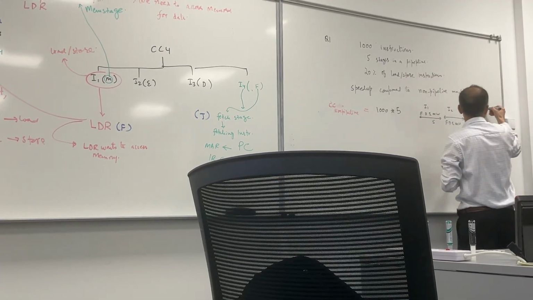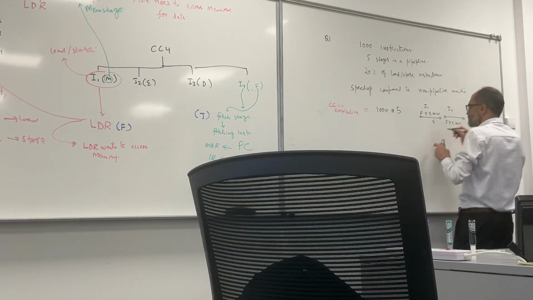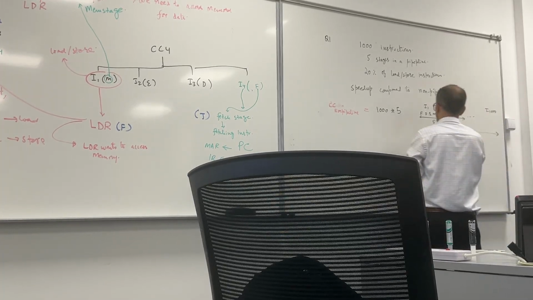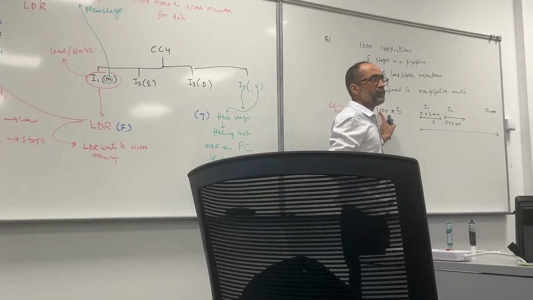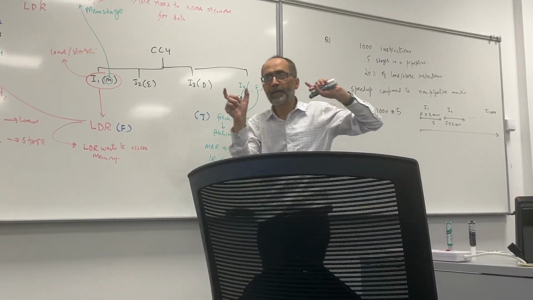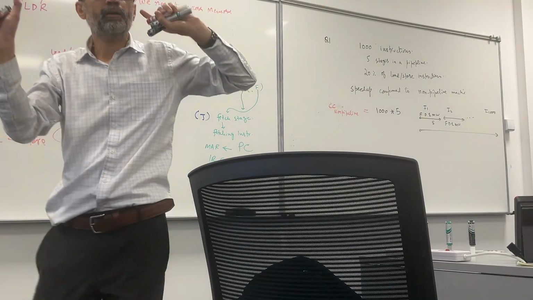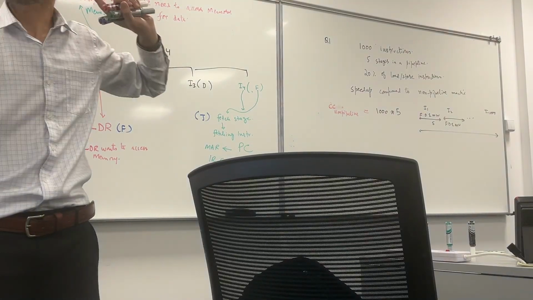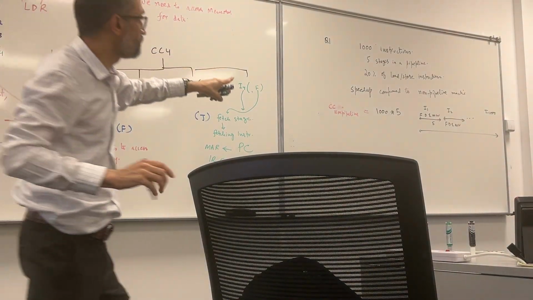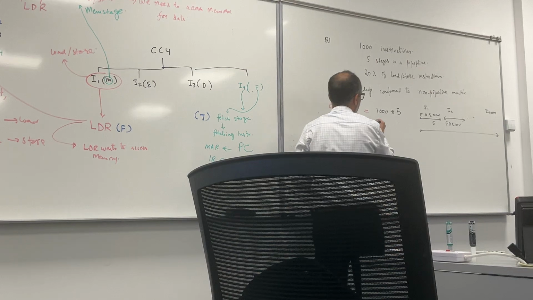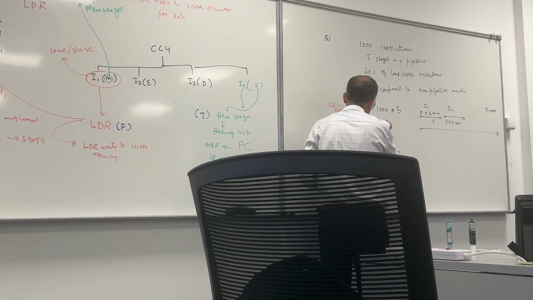So let's assume we have I1000. So the total clock cycle in a non-pipeline machine will be what? How many instructions are there? 1000. And how many clock cycles will each instruction require? 5. There is no overlapping in the non-pipeline. So how many clock cycles will it take? Tell me. 5000.